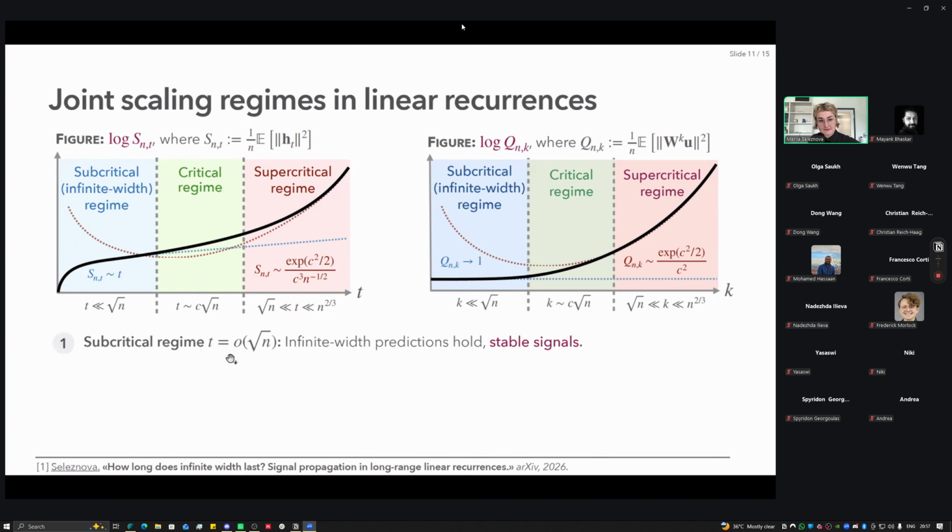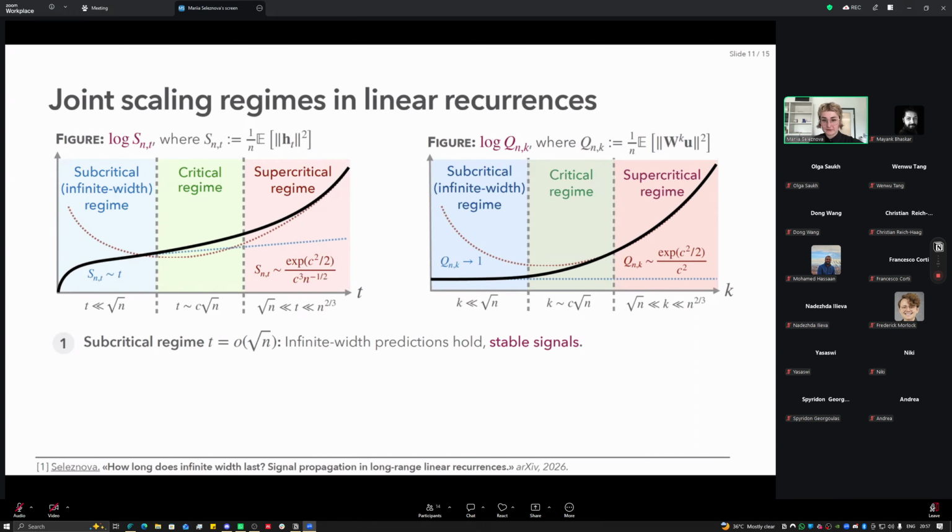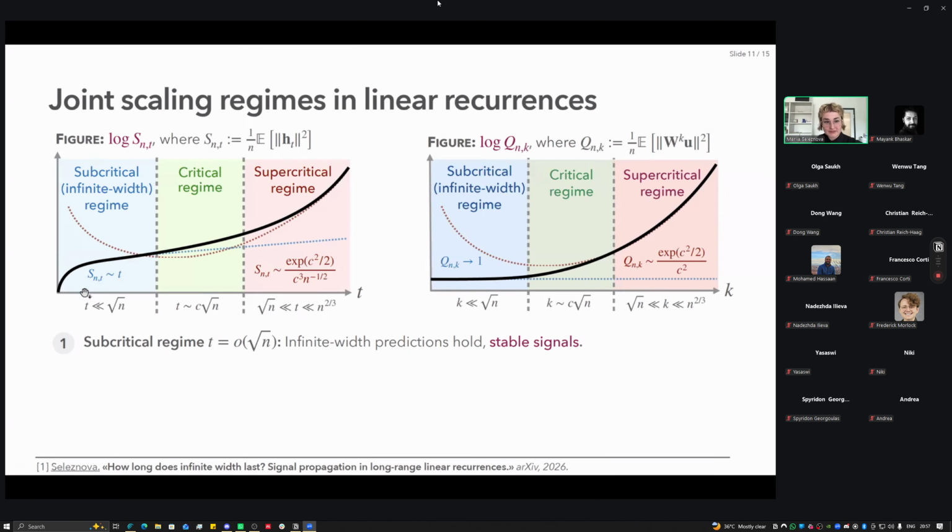Here, the sequence length grows slower than the square root of N. Throughout this regime, infinite width predictions actually hold. And in particular, Glorot initialization should be stable in the same sense as in feed-forward networks. Like you see here, in this regime our energies S and Q grow linearly with T, as they should at infinite width.